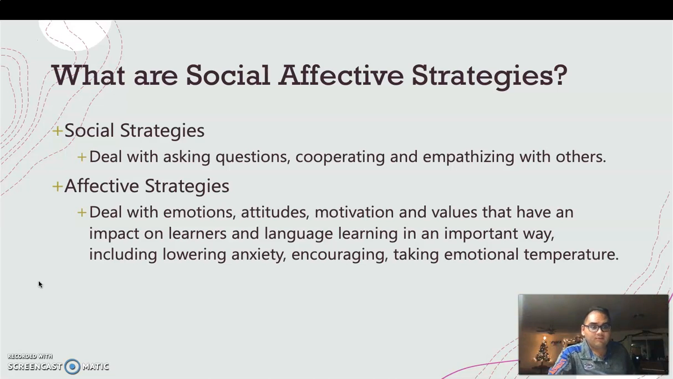So a social strategy deals with asking questions, cooperating, and empathizing with others. Now, the key word is with others. The social aspect is that students are going to be able to communicate with someone else, and this communicating is obviously going to be in a positive manner.